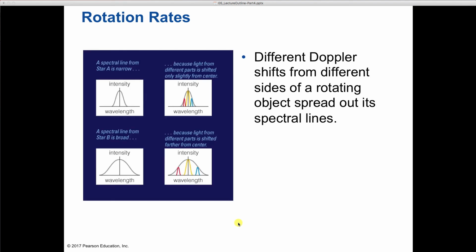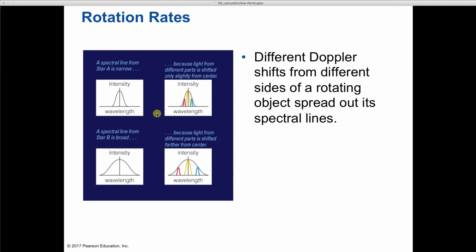So we can also look at rotation. If an object rotates, when we look at a spectral line, the whole object's giving off this particular color that you might be thinking about, but one side of the object is moving towards you while the other side is moving away from you. And the middle of the object is perhaps not moving toward you or away from you at all. And so there are different parts of the object that are moving at different speeds toward and away from you.